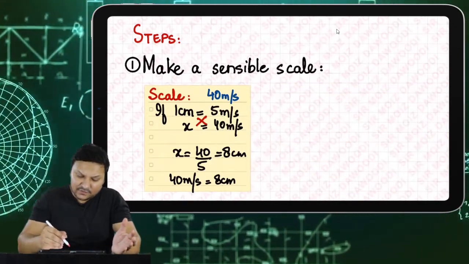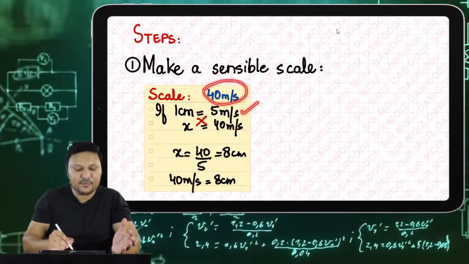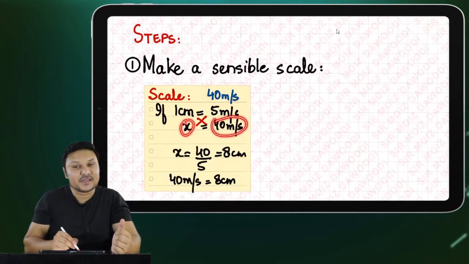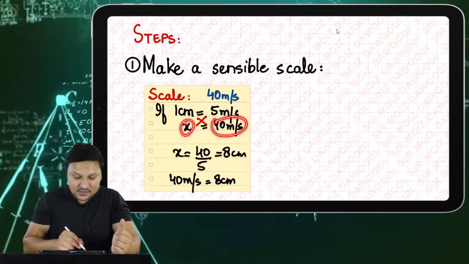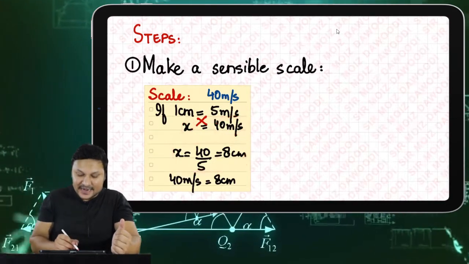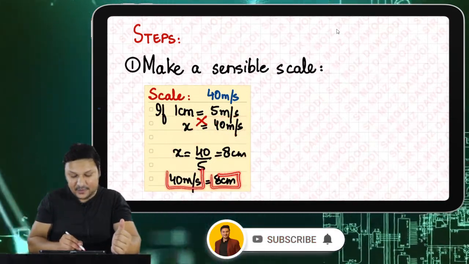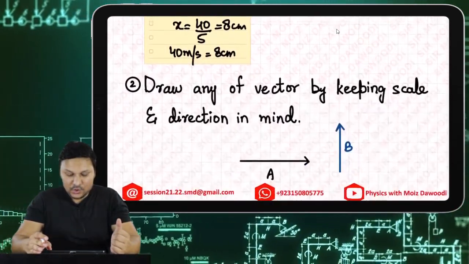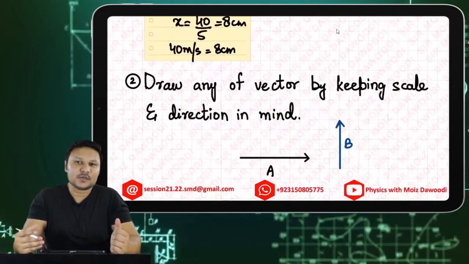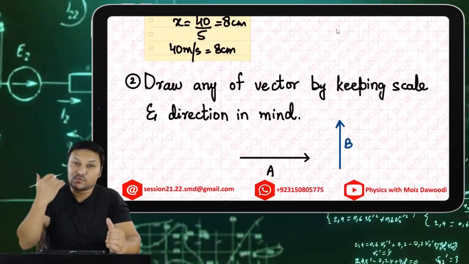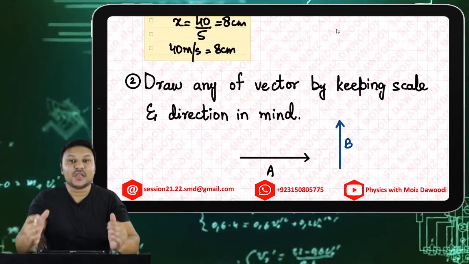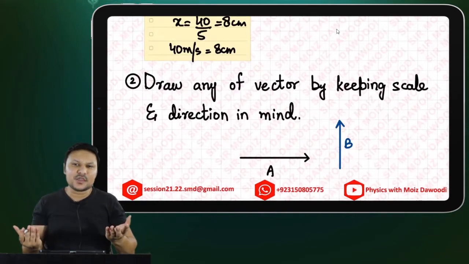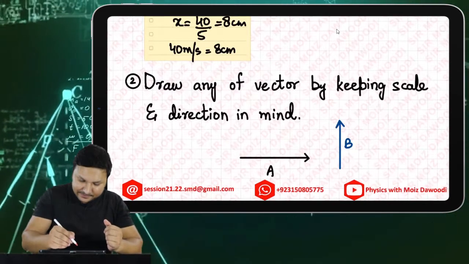So let's consider if I have a vector of 40 meter per second. So I considered 1 centimeter equals to 5 meter per second, in that way, x centimeter will represent 40 meter per second. And hence, by cross multiplying, I'll find out that 8 centimeters represent 40 meter per second according to the scale diagram. Step number 2, I need to consider at least two vectors. Now, in this part, you don't have to worry, because whatever question is being given, examiner will give its own set of values of the vectors. In my case, I just considered two vectors, namely vector A and vector B.